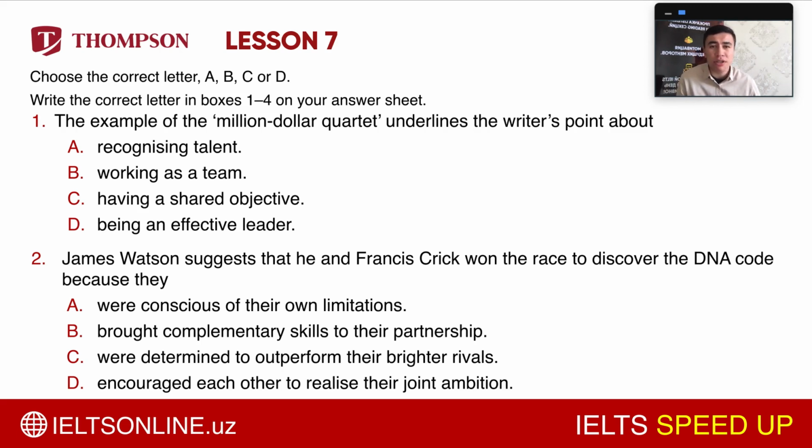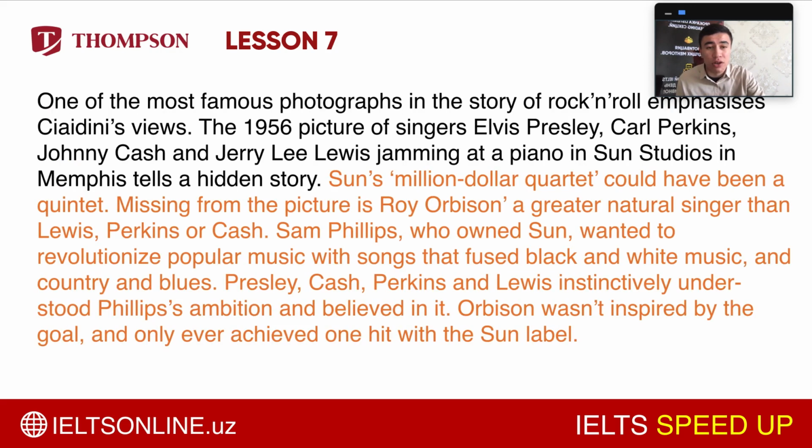So B, you probably got the point, working as a team, so working together. C, having a shared objective, having the same aim, so planning, okay, believing in the same, let's say, goal. And D, being an effective leader. So here, using our skimming and scanning techniques, we found like $1 million quartet, and now we should read this part carefully.